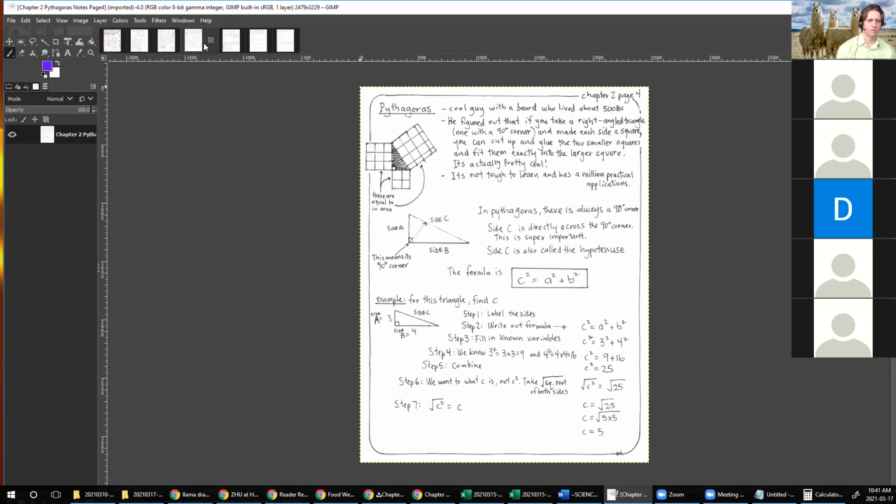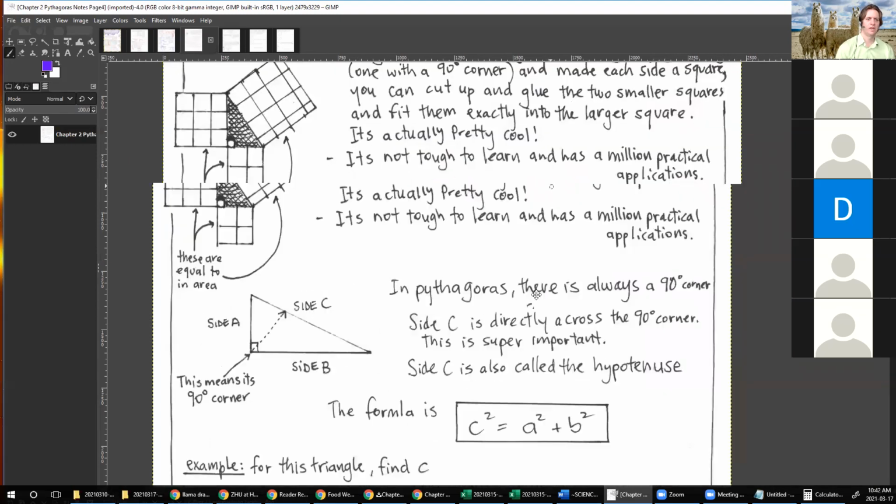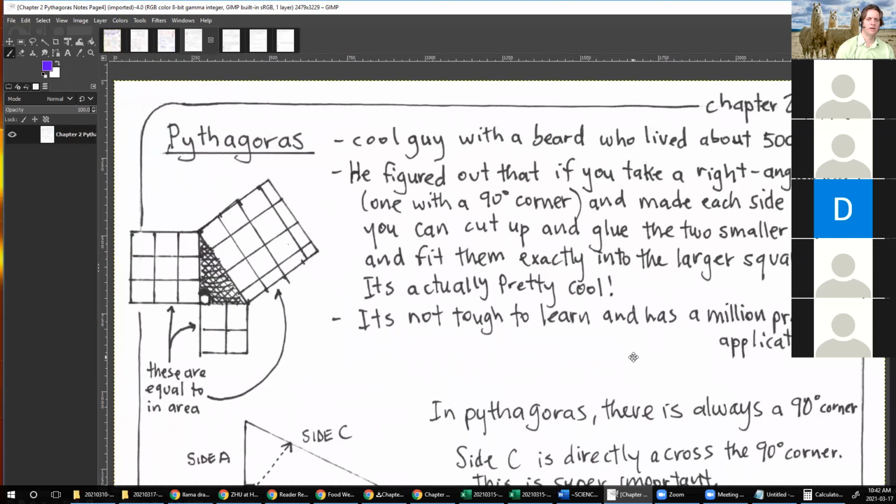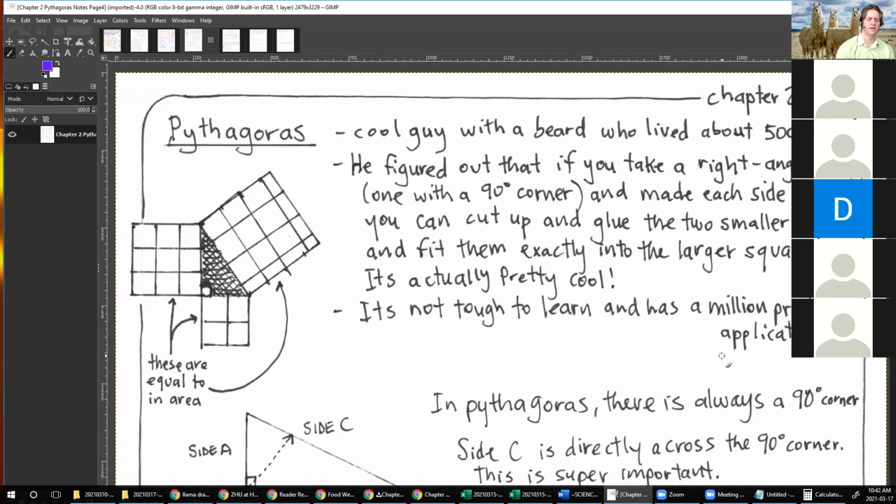Now, I feel terrible because Pythagoras deserves a nice big title and it should be colored and all the rest, but it isn't. And Pythagoras is really awesome. You're going to run into Pythagoras quite a bit this year, next year, even in grade 10. So we might as well learn these. So Pythagoras was a guy who lived at about 500 BC, ages and ages ago. He's this cool guy with a beard.